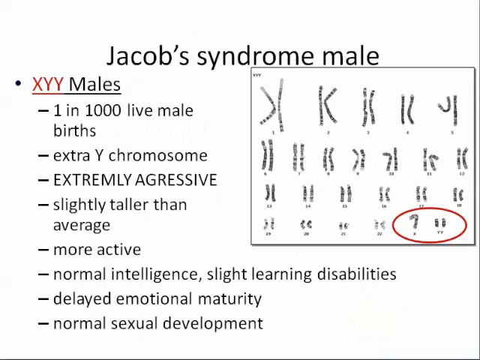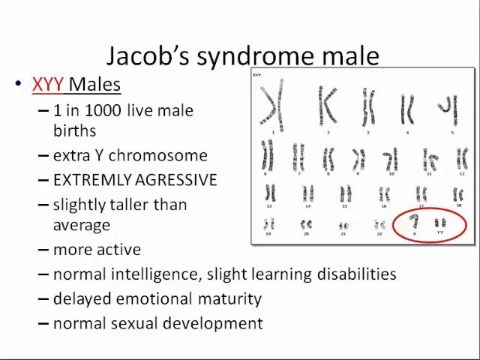Okay, so this is Jacob syndrome, where you have an X and 2 Y's, so that's about 1 in 1,000 male births, so they have an extra Y chromosome. They are really, really aggressive. These are people who have serious anger management issues.